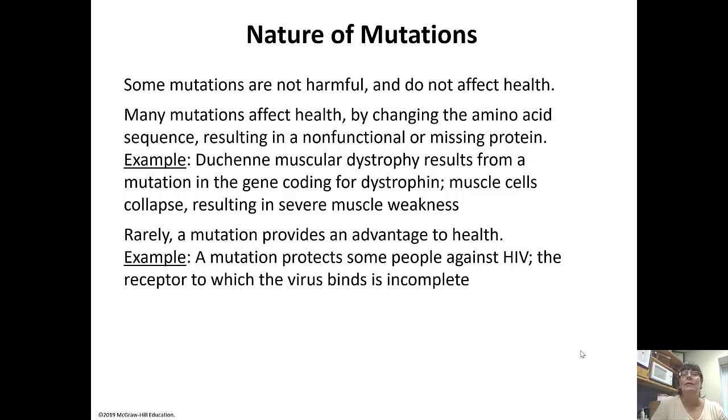Very rarely a mutation can actually provide an advantage to health. There is a mutation that protects some people against HIV. The receptor that the virus binds to is incomplete, so the virus can't bind to the cells. So that's one of the rare exceptions.